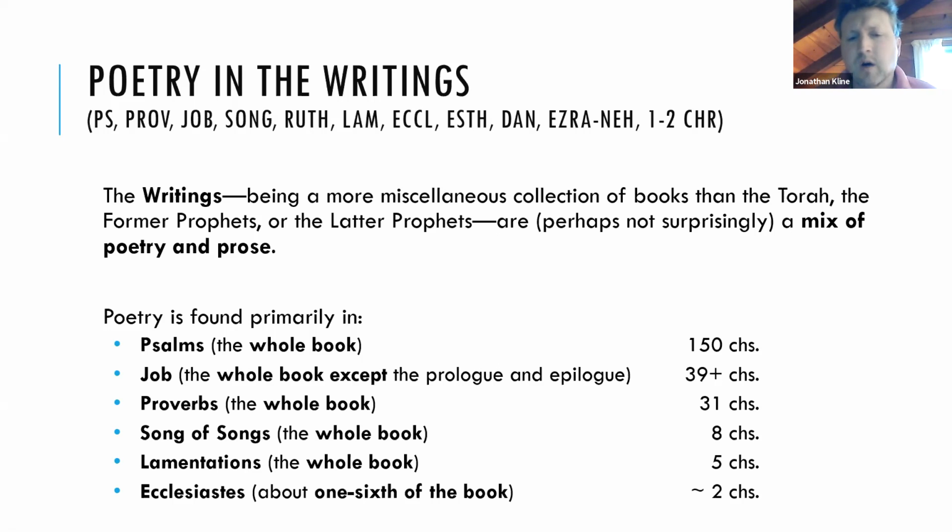And Ecclesiastes, about a 1/6 of the book is poetry. So there's a lot of poetry in the writings, but as you can see, if you look at the list of books at the top of the screen, like Ezra, Nehemiah, 1st and 2nd Chronicles, Ruth, Esther, those books are basically prose, or mostly prose, with a few poems here and there. So again, it's about half and half poetry and prose in the writings.